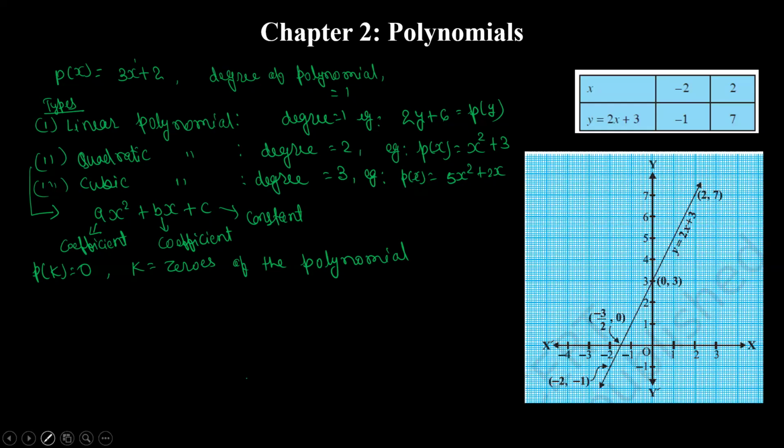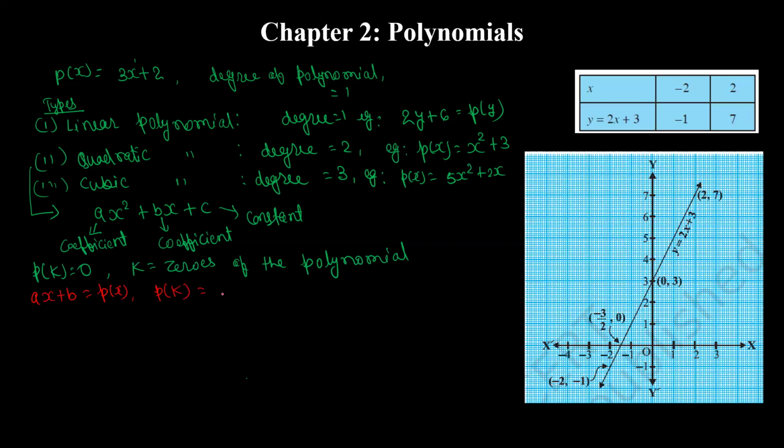Now suppose, for example, about the linear polynomial, the linear polynomial standard form is ax plus b. When this polynomial is written as p of x, now suppose we are going to put the value x equal to k.